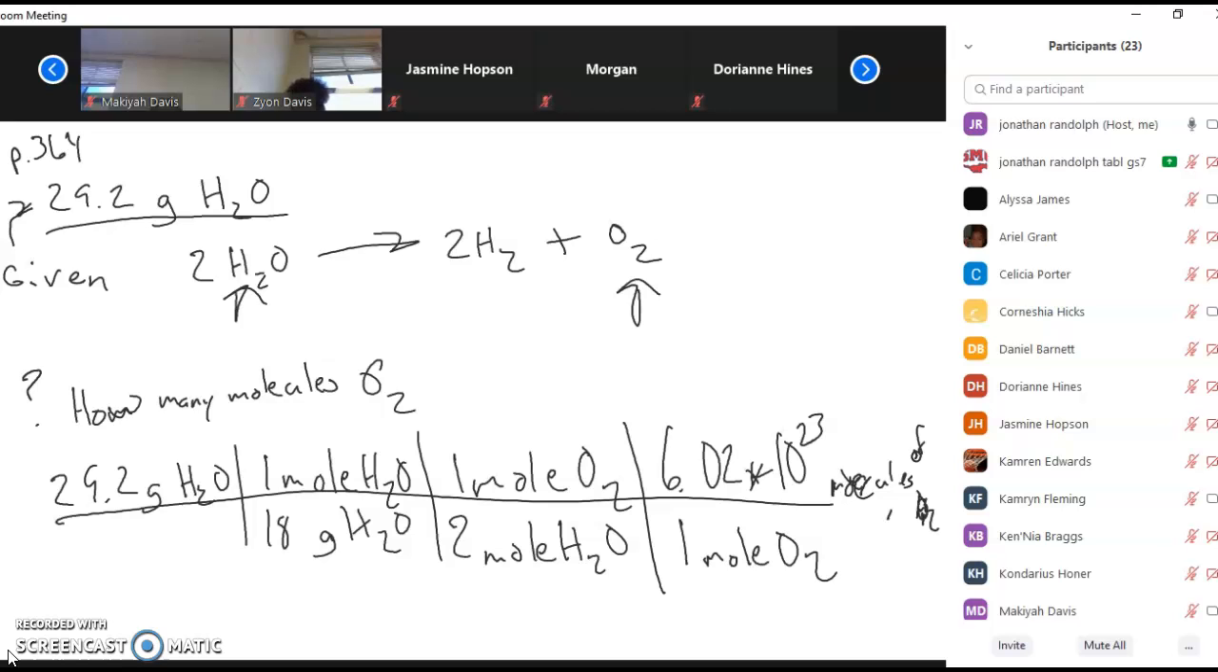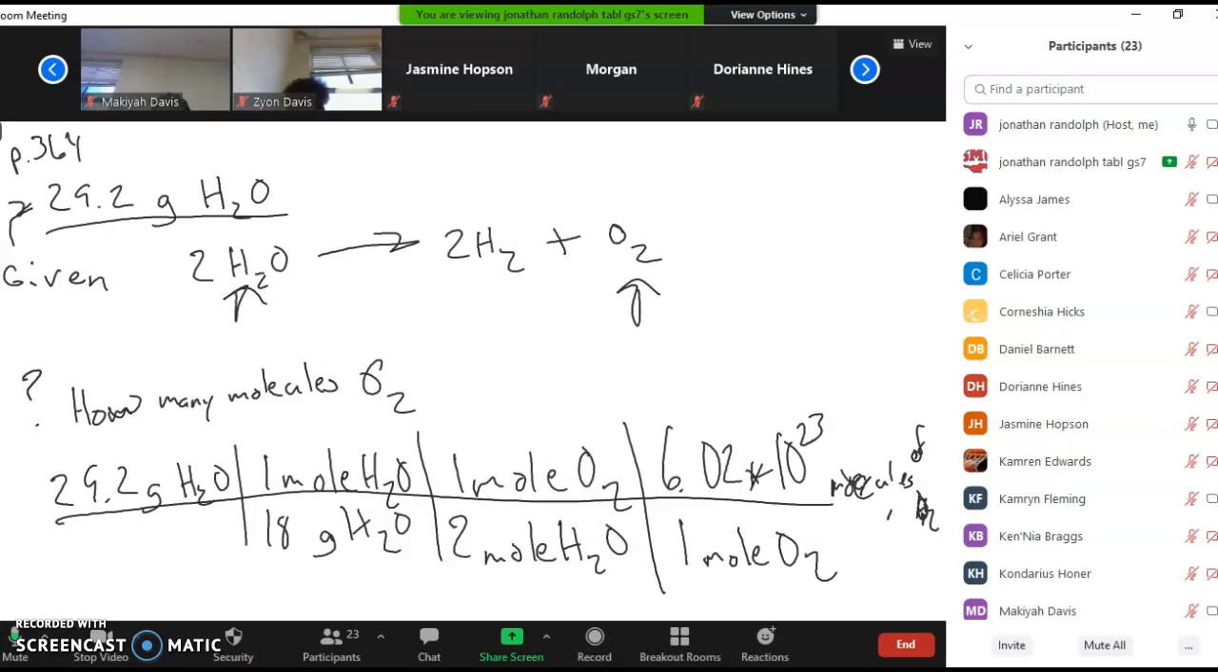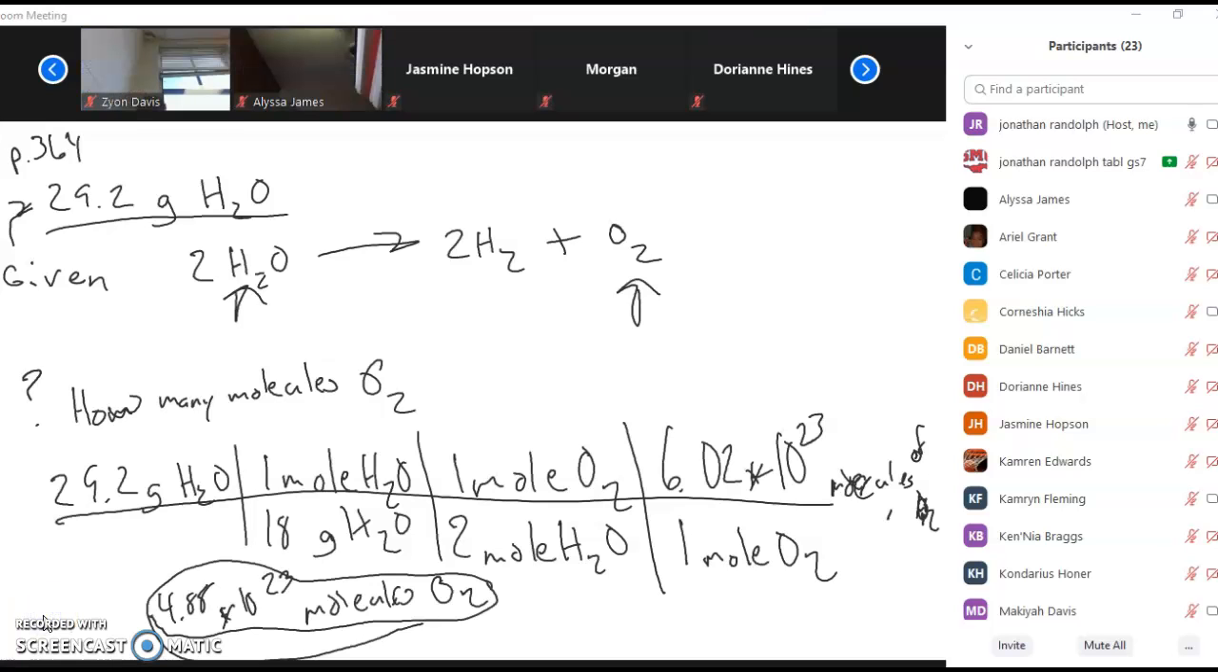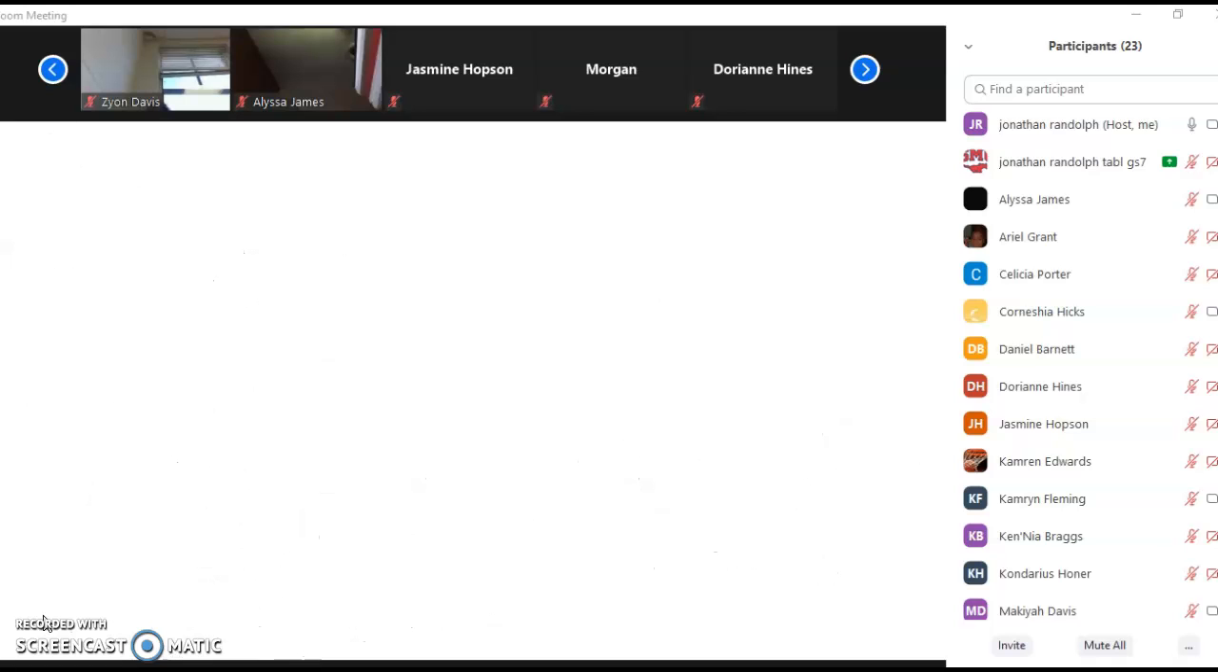Multiply the top, multiply the bottom, divide the top by the bottom. Give you all a chance to finish writing that down. You get 4.88 times 10 to the 23rd molecules of O2. Oh, wow. All right, last problem, then I'll be quiet.